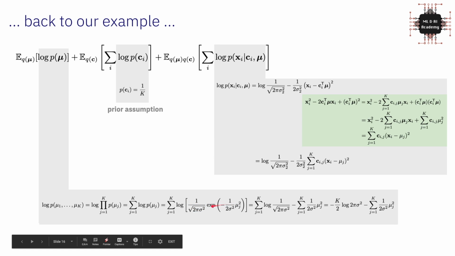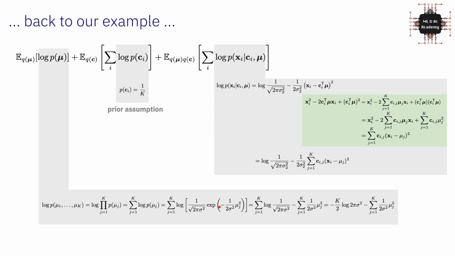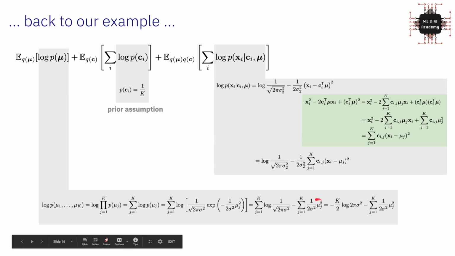Now, log of product is again the sum of logs. So now you have log of the first term and log of exp of minus 1 over 2 sigma squared mu j squared. But log of exp is nothing but whatever is in the exp, right? So therefore, it will be minus 1 over 2 sigma squared mu j squared. Now notice that this term here can be rewritten as minus k over 2 log of 2 pi sigma squared. The way you would do that is really simple. Notice that you're summing this k times.